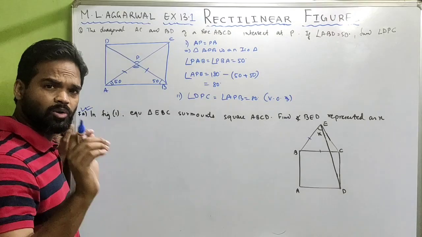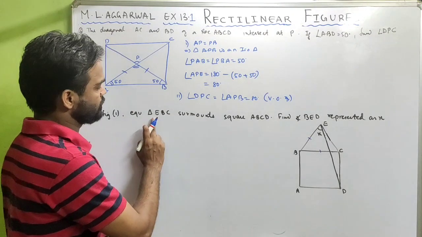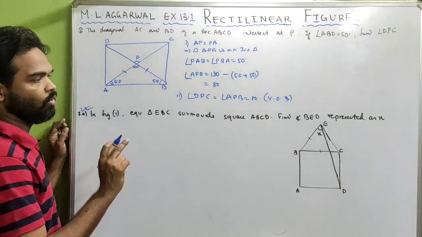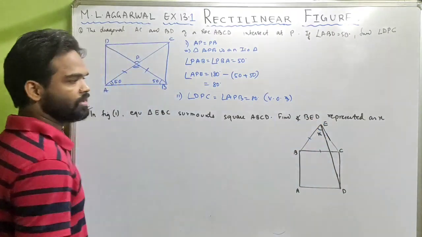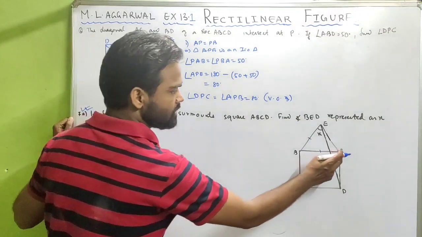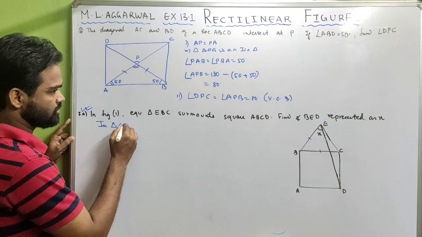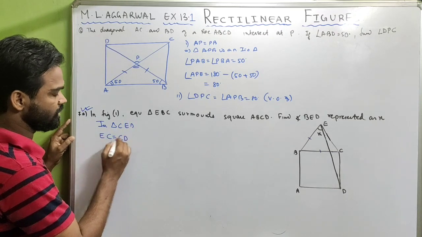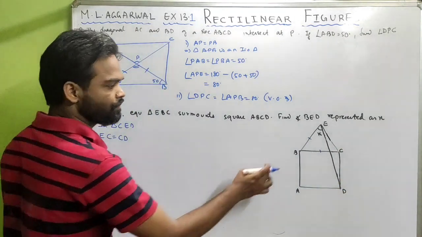Done. Now look at this sum. Third part A. In the given figure, triangle EBC is an equilateral triangle surmounted over a square ABCD. Find angle BED that is represented as x. Now look at the small triangle CED. In triangle CED, BC is equal to CD. How? Because ABCD is a square, so all sides are equal.